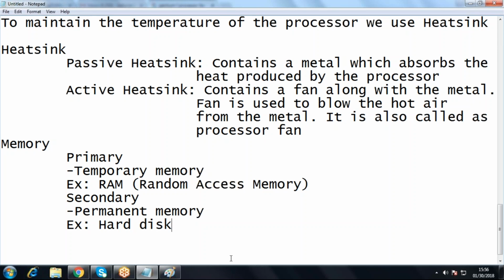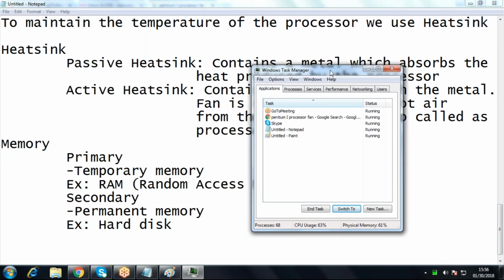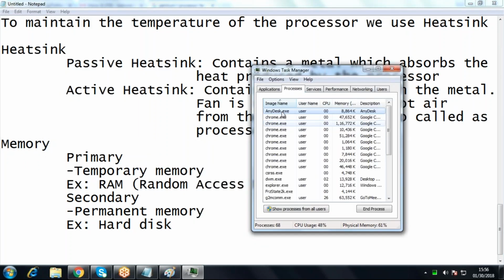Now this is some small practical part. If you open Windows Task Manager, these are the processes that are running in the background or opened by the user. This Chrome.exe, whatever Chrome.exe you find, is related to the browser. And the memory it is occupying over here: 47 MB, 117 MB, 10 MB, 15 MB, 1 MB.